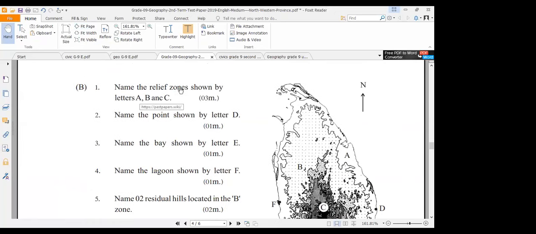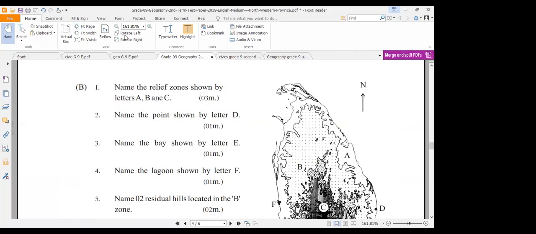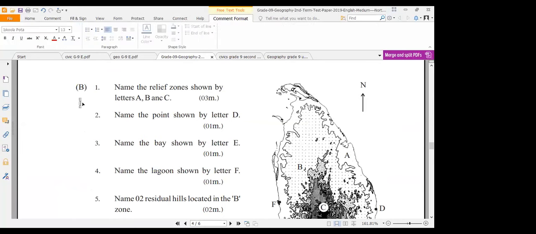Part B. Name the reliefs shown by letters A, B, C. What are the reliefs shown by letter A? Coastal plain, intermediate plain, central hills. Letter A, coastal plain. Letter B, intermediate plain. Yes, B indicates intermediate plain.